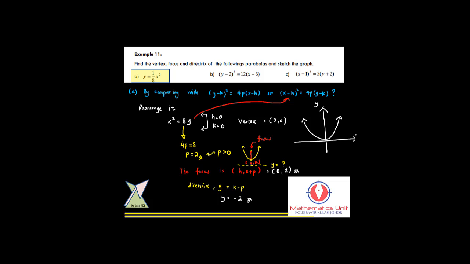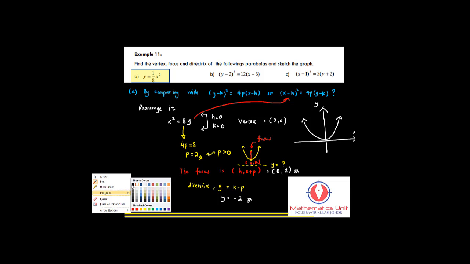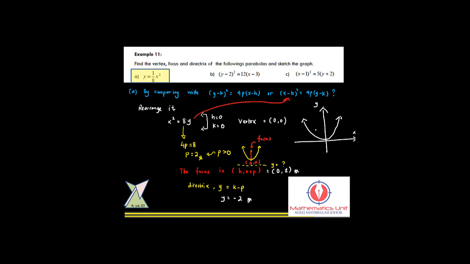Okay, do not forget to label the three components, which are the vertex and the focus. So this focus just now is (0, 2). And the directrix line, we will draw as a dotted line and label the equation y equals negative 2. So this is the first one, A. Let us take a look at question B.